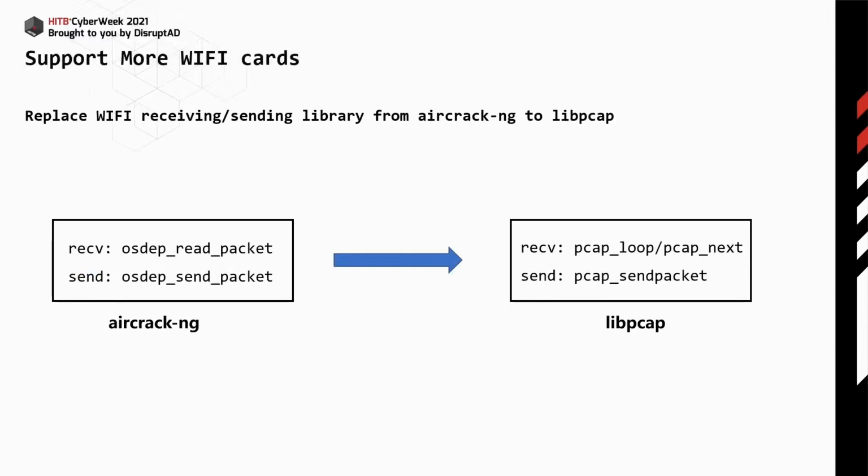OW fuzzer uses the interface encapsulated by aircrack-ng to send and receive Wi-Fi data frames. After some research and experimentation, I found that when I use libpcap's interface to send and receive packets, AR9271, 8812AU, and other network cards can all be used for fuzzing. The specific modification is actually very simple. That is, change osdep_read_packet to pcap_loop or pcap_next, and change osdep_send_packet to pcap_sendpacket.